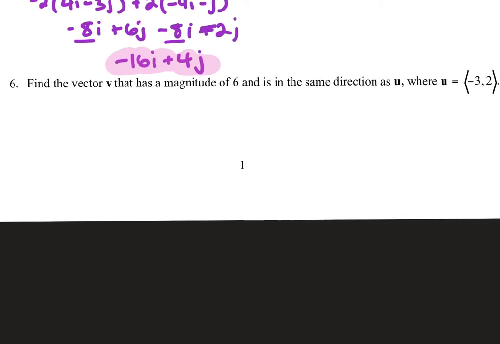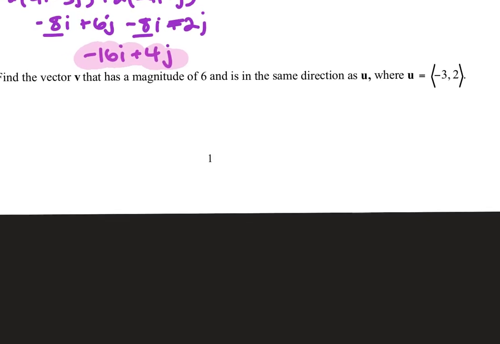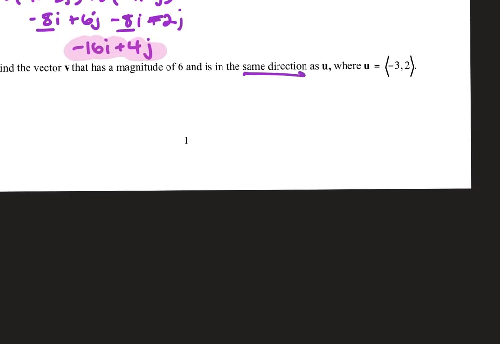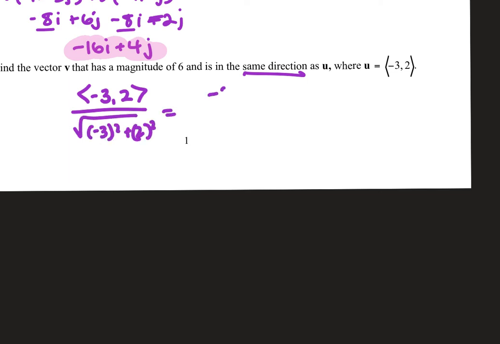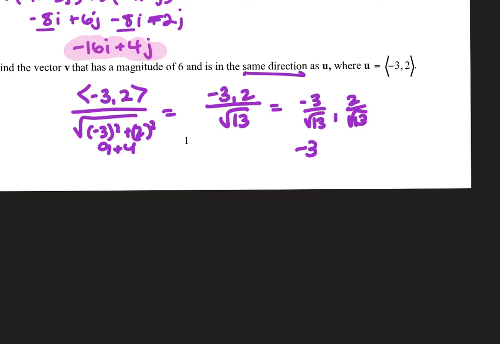Number 6 says to find the vector that has the magnitude of 6 in the same direction as u. So for the same direction, we do the component form over the magnitude. So it'd be the square root of -3 squared plus 2 squared. This would be <-3, 2> over the square root of 9 plus 4, so square root 13. That gets split and rationalized, so that would be -3 root 13 over 13, and then 2 root 13 over 13.